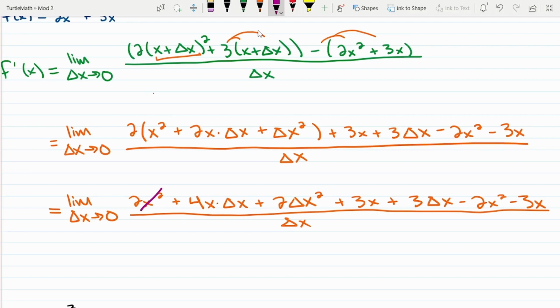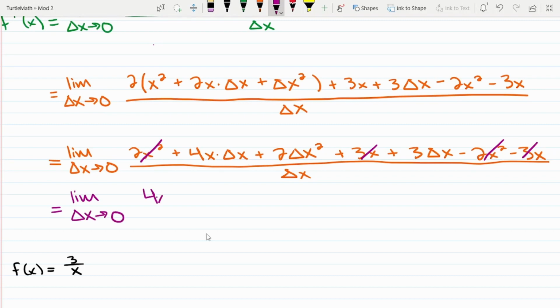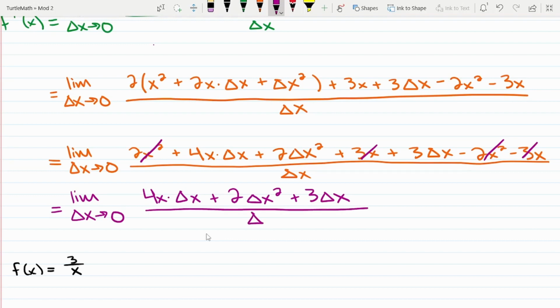So once we're at this stage, we want to go ahead and find any like terms that we can combine. So we can combine that positive and negative 2x squared, and they'll cancel out. Let's see, we have a negative 3x and a positive 3x. Those will cancel out. And then everything else, we'll just go ahead and rewrite and see what we can figure out. So now we just have 4x delta x plus 2 delta x squared plus 3 delta x all over delta x.